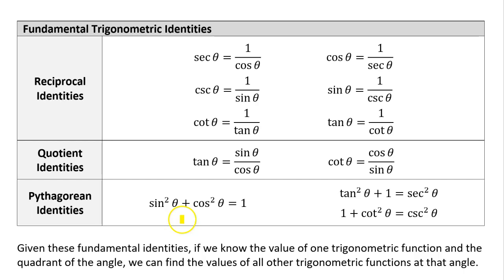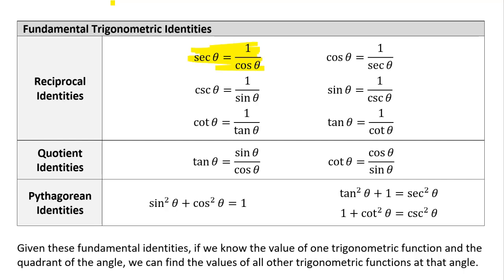All right, so I've summarized these fundamental trig identities in a table here. It kind of looks like a lot to remember, but it's not that bad. If you look at these first two, secant of theta is 1 over cosine of theta. So secant is the reciprocal of cosine. I feel like the other one follows naturally.